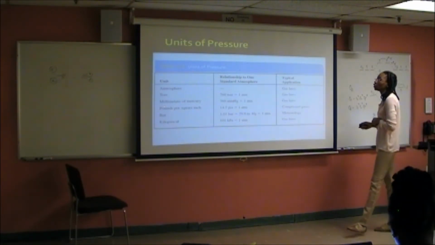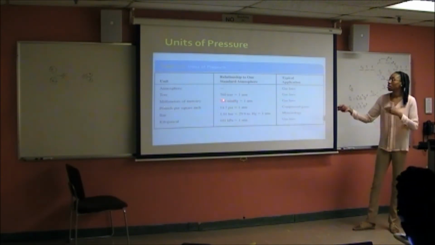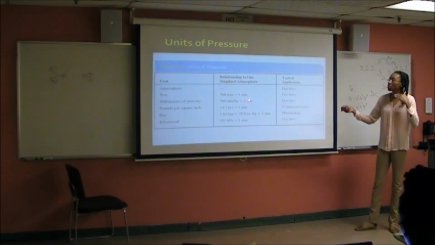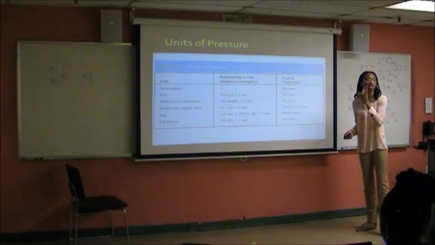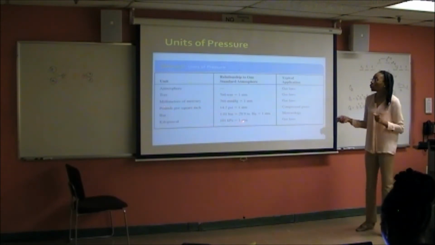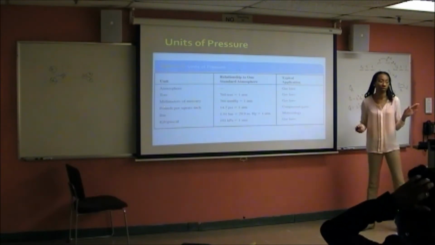Here's some of our conversions. 760 torr is equal to 1 atm. 760 millimeters of mercury is 1 atm. 14.7 psi is equal to 1 atm. We don't really get too much into bar or kilopascals. Alright?